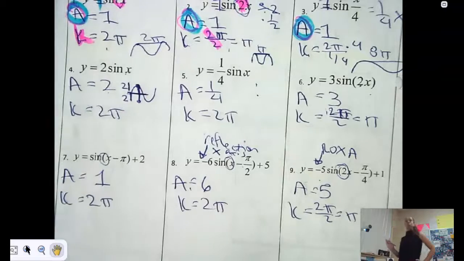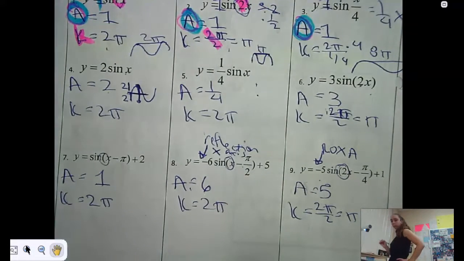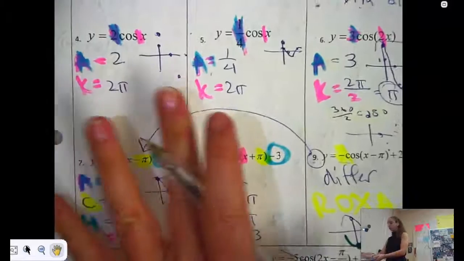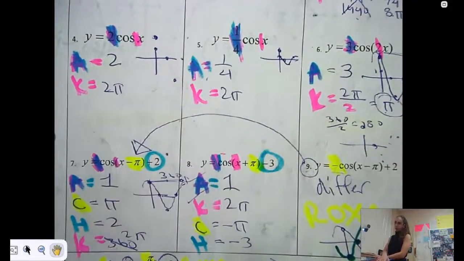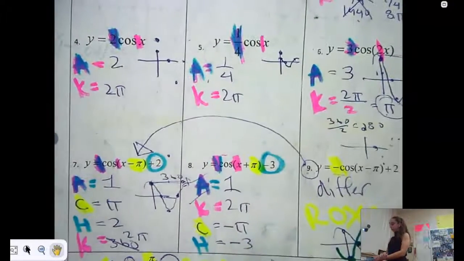If you go, holy moly, Miss Rifkin, you're going way too fast. If you feel like I'm going too quickly, I need you to go back to the cosine. Because it's the same exact thing. Let me tell you. If you go back here, it is the same exact thing. If you struggled here, you're of course going to struggle there. If you didn't struggle here, then this sine is just a good refresher.